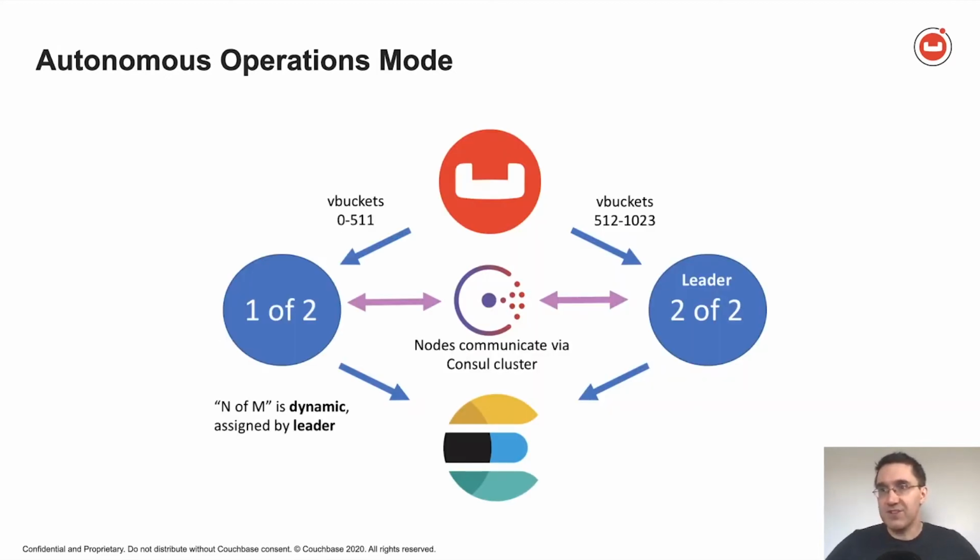So in this autonomous operations mode, a connector instance can join or leave an existing group without requiring manual reconfiguration of the existing instances. Instead, the connector instances coordinate their activities with the help of a HashiCorp Consul cluster. Consul is a distributed key-value store, if you think of it like etcd or Zookeeper. It has some nice features that make it well suited for this kind of use case.